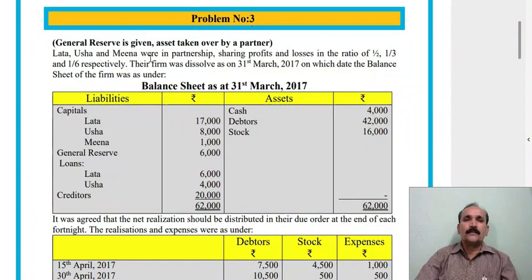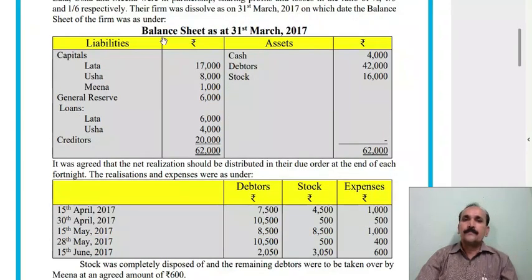Lata, Usha and Meena were in partnership, sharing profits and losses in the ratio of 1/2, 1/3 and 1/6 respectively. Their firm was dissolved as on 31st March 2017, on which date the balance sheet of the firm was as under. Balance sheet as at 31st March 2017.